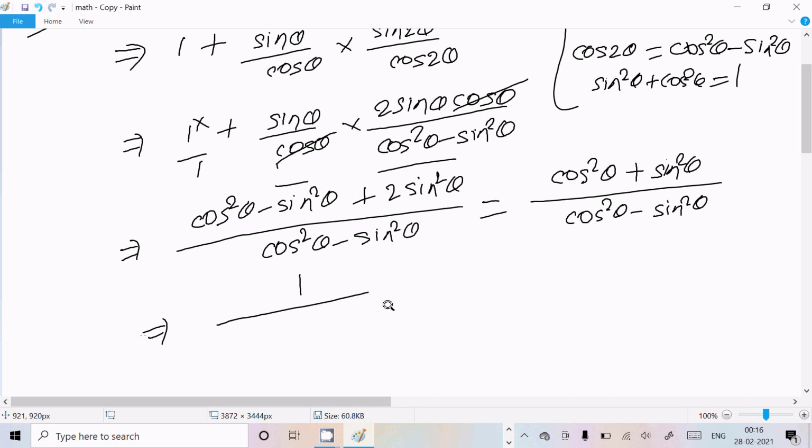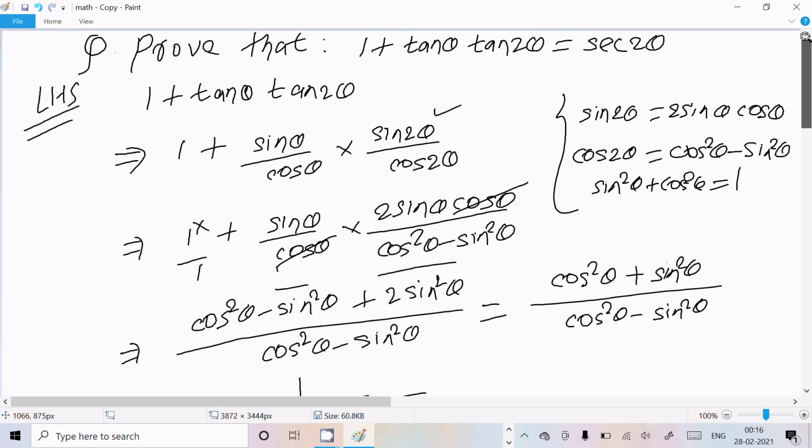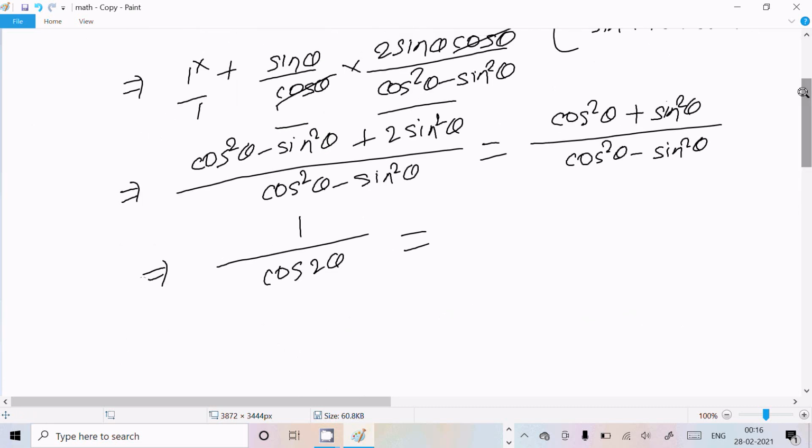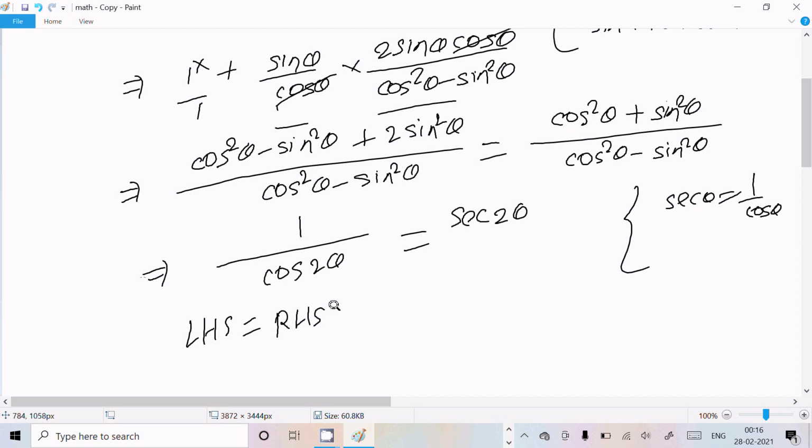Now cos square theta minus sine square theta we can write as cos 2 theta, and our intention is to get sec 2 theta. So 1 by cos we can write as sec. So sec theta equals 1 by cos theta. Here we can write sec 2 theta, 2 theta, right. So LHS equals RHS equals sec 2 theta, proved.